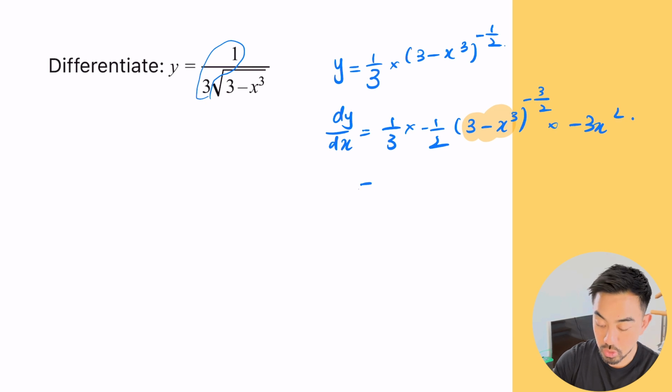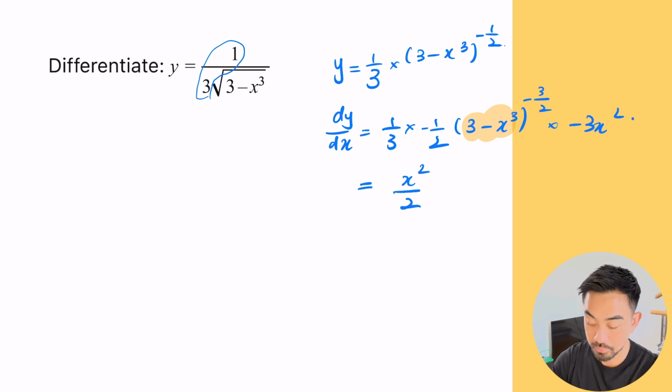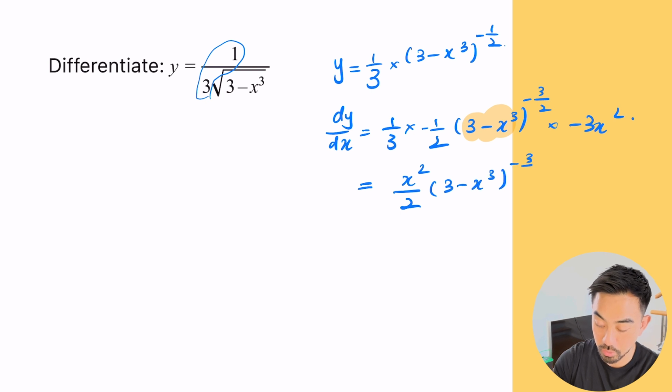Okay, so what do I have? Well, I have 1/3 here and I have minus 3 there. So that's going to be just minus 1. And then minus 1 times minus a half is just going to be a half. So I'm going to have x squared over 2 left over, outside of (3 minus x cubed) all to the power of minus 3 on 2.